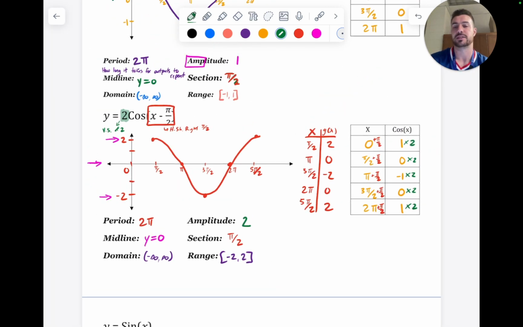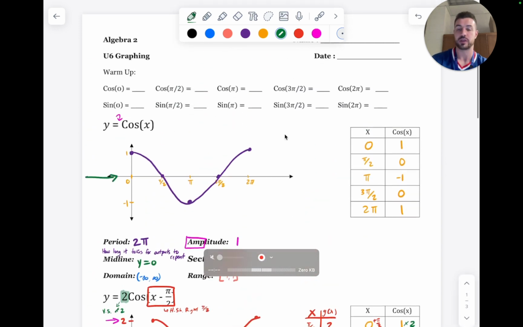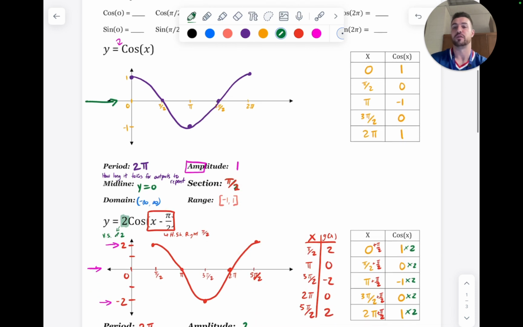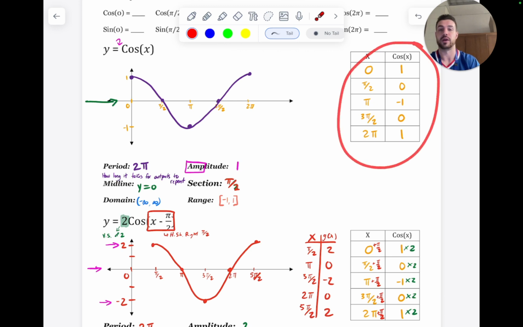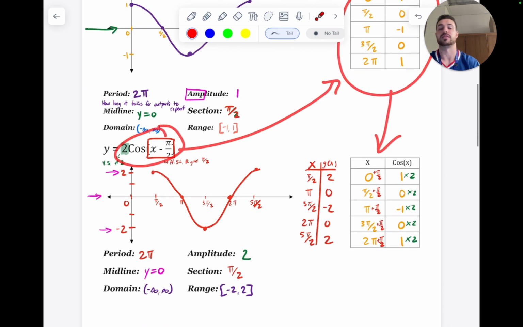Now, on the next slide, we are going to talk about sine. We're only going to do a couple examples, but for the most part, this is how it works, just like we've done before. We create a parent table, we apply each of our transformations to get our new table, and then we plot those points.